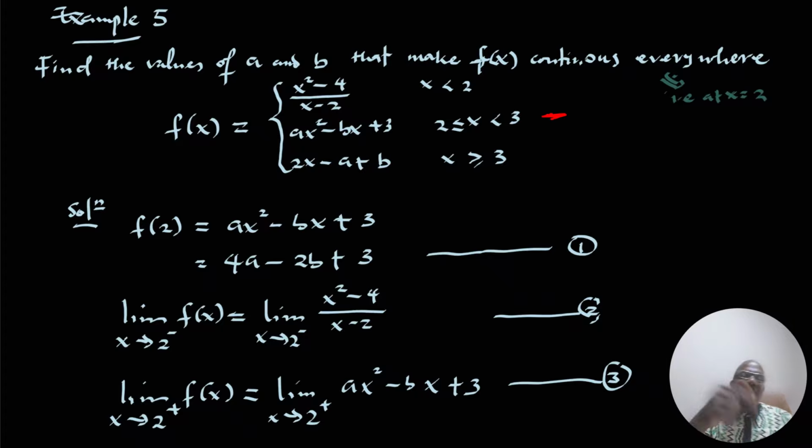The limit of f of x as x approaches 2 from the left side. When I say negative side, I also mean from the left side. Because x is less than 2, we are using the very first function, the limit of x squared minus 4 over x minus 2. That's equation 2. And the limit of f of x as x approaches 2 from the right side, that is x greater than 2, the second function is what we make use of at that point.